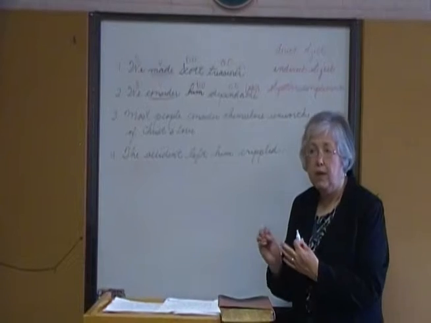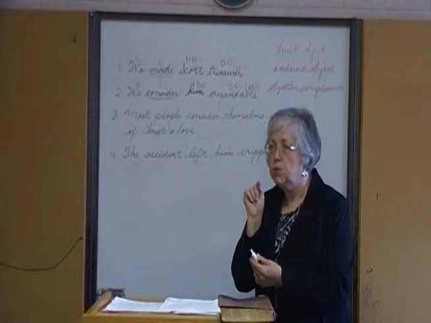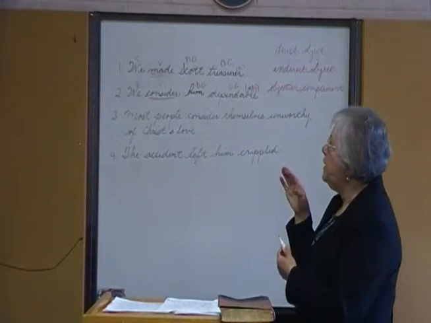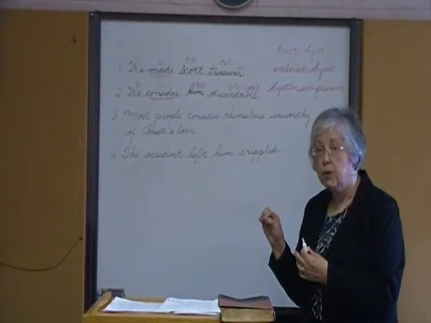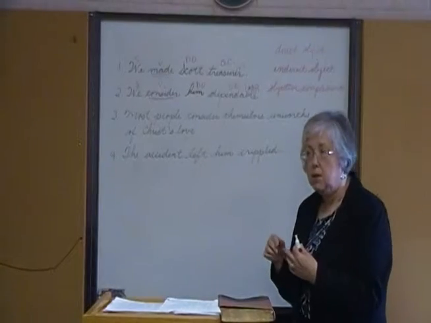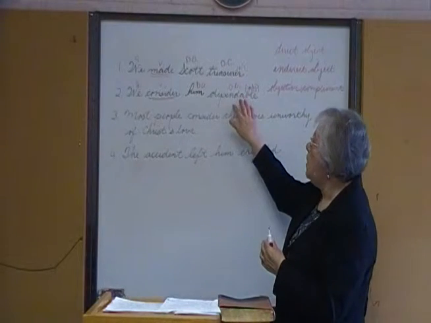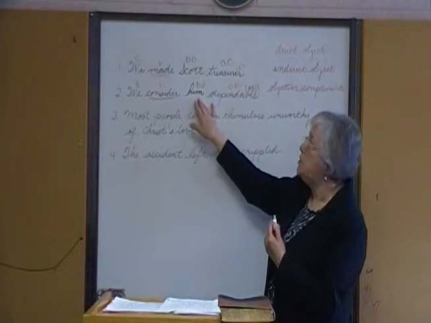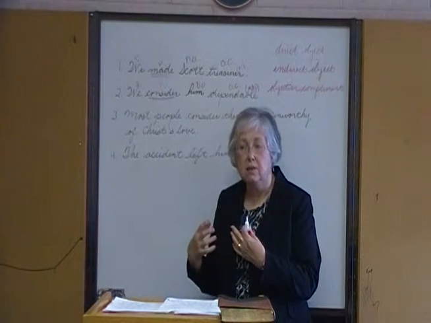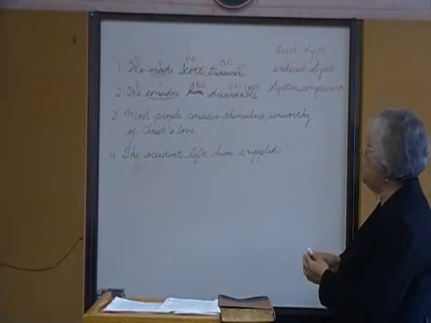Now, one thing I want to put in at this point to help you with objective complements is that we can substitute to be, just mentally or work it in. We made Scott to be treasurer, and it makes sense. We consider him to be dependable. It makes sense. When you have an objective complement following the direct object, if you can just insert the phrase to be, and it makes sense, then you know you have an objective complement. Let's go on to number 3.